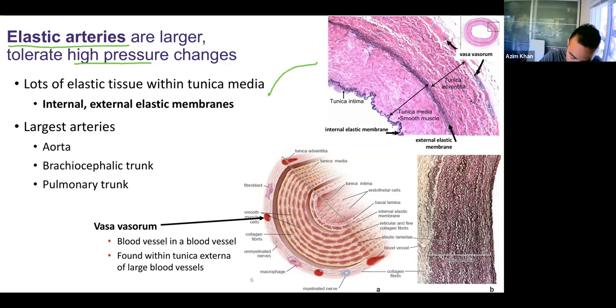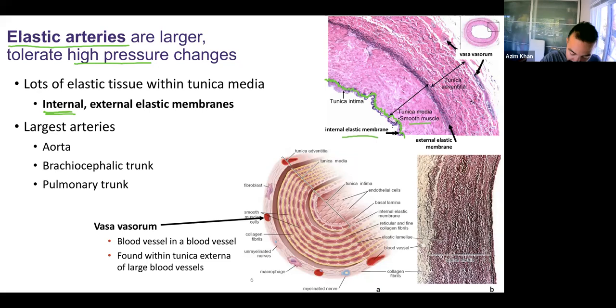Tunica media is what I'm bracketing right now. And here you can see all the smooth muscle and elastic tissue. Bordering the edges of tunica media, you have an internal elastic membrane, which I'm tracing now in a squiggly green line. So it's in between the border of tunica intima and tunica media. That's the internal elastic membrane.